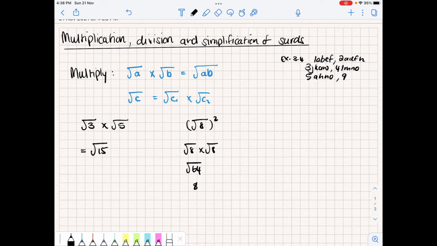Now an alternative way of looking at this, an important thing to remember, is that the square root of a number, so the square root of 8 can actually be written as 8 to the power of a half, okay? And we are taking that and we are squaring that. So when we raise a power to a power, we multiply the powers, so we'll get a half times 2, which gives us 8 to the power of 1, which is just 8. So using our laws of indices, we can arrive at the same answer.